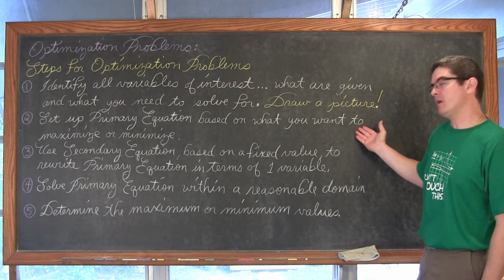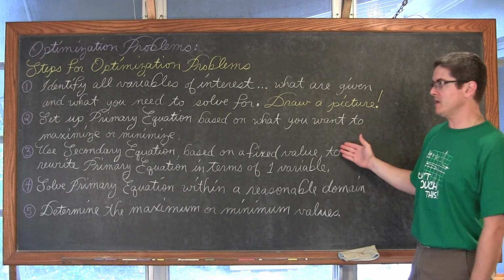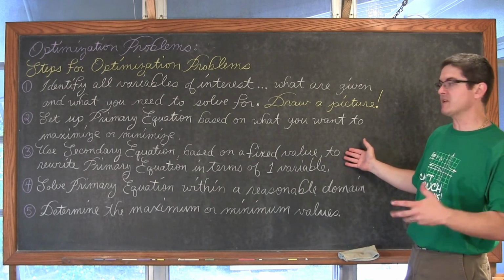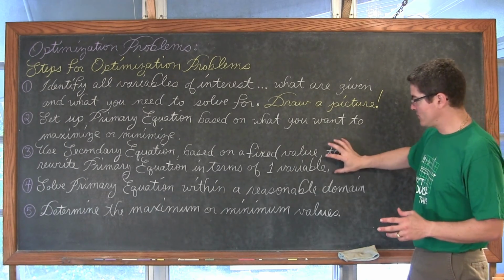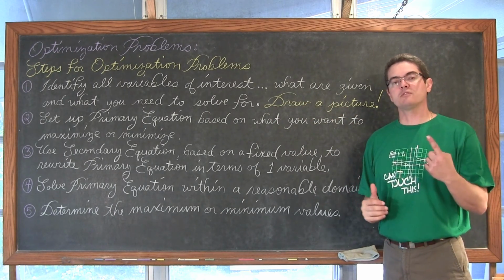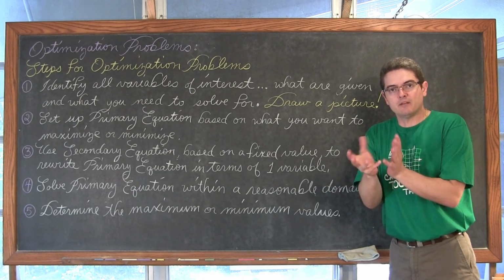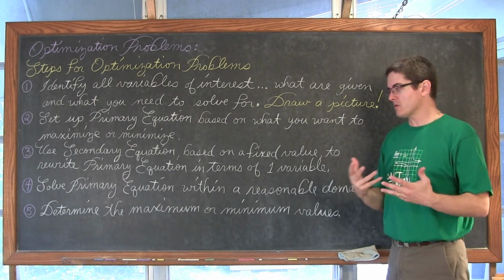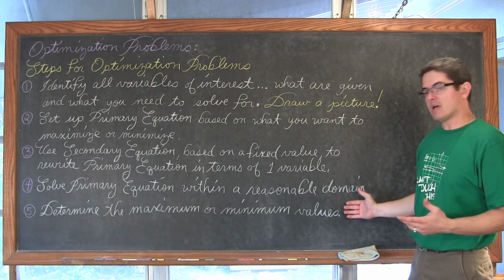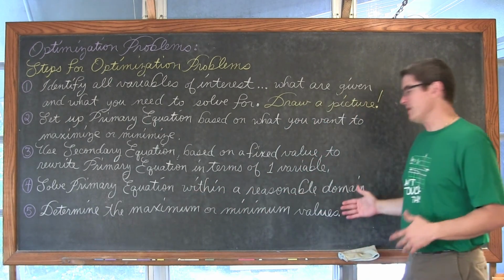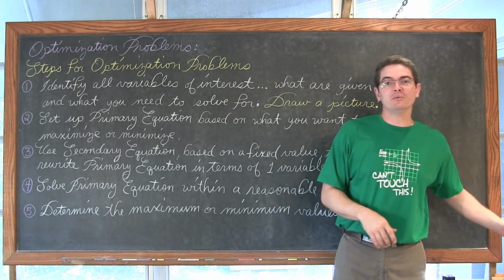We're going to set up a primary equation based on what you want to maximize or minimize. We're going to again set up a second equation based on some fixed value, and we're going to use that equation to rewrite the primary equation in terms of only one variable so that we can then find the derivative of it and then find some critical values. Ultimately, of course, our goal is to solve for those values that will either maximize or minimize whatever the variable of interest is that the question asks for. So, we have a lot of work to do. Let's get to it.